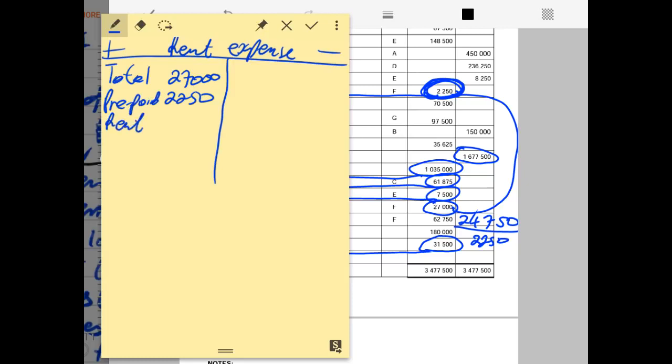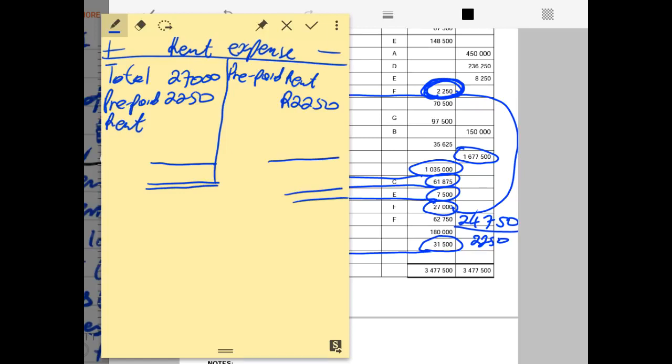Contra entry will be prepaid rent. Then at the end of the year, there was another prepaid rent of 2,250. So the prepaid rent at the end of the year is recorded on the credit side, while the prepaid at the beginning of the year is recorded on the debit side. Take note of that. It will never change. The one on the debit side is the reversal. The one on the credit side is the prepaid expense at the end of the current year.